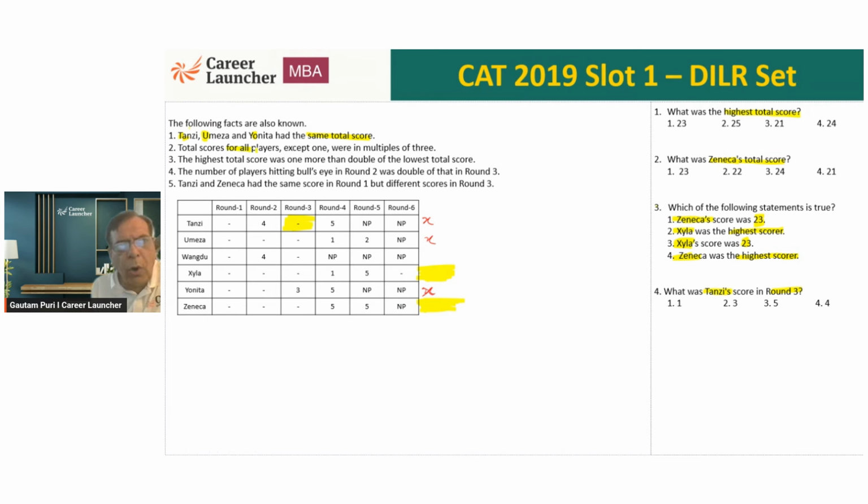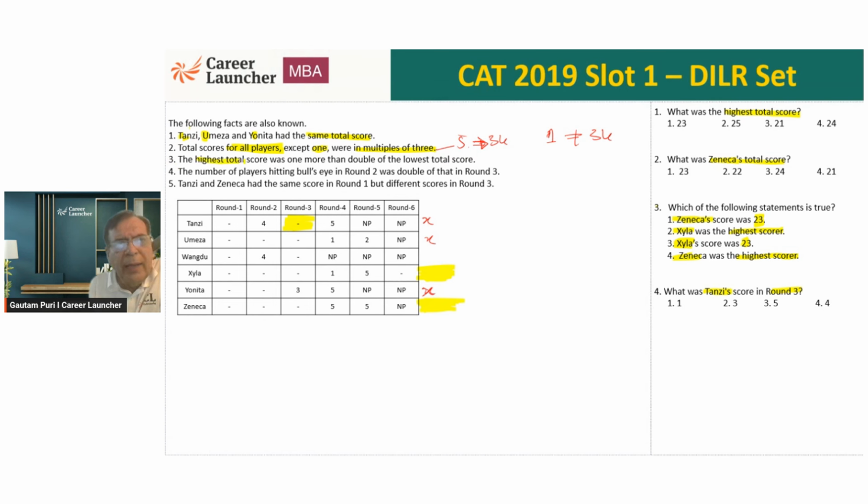Total score for all players except one were in multiples of 3. Sabka score except 1. So out of these 6, 5 have a score which is a multiple of 3 and 1 has a score which is not a multiple of 3. So 5 have a score which is a multiple of 3 and 1 does not have a score which is a multiple of 3. Okay. So I can't do anything with this information क्योंकि देखते हैं कैसे यूज करेंगे बाद में.